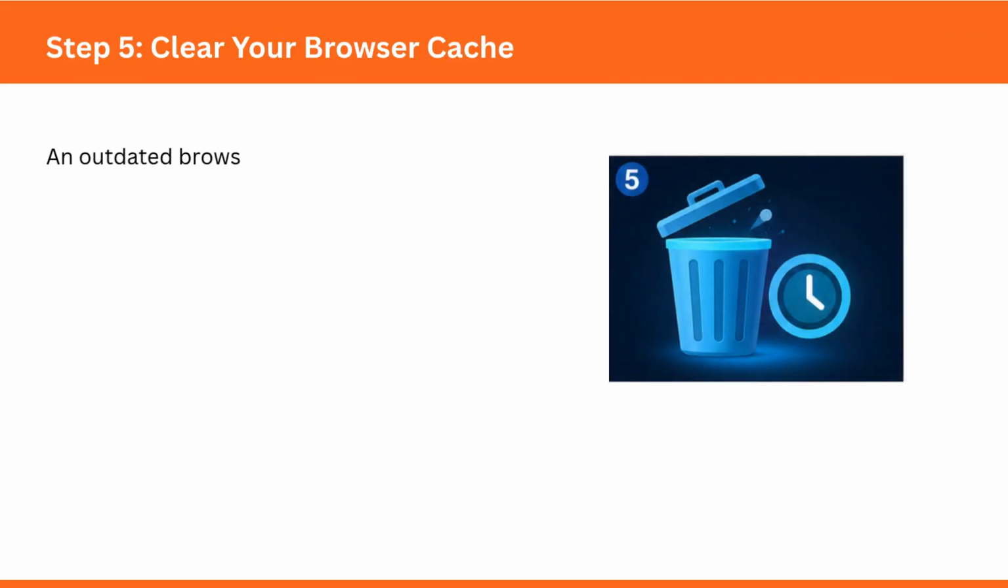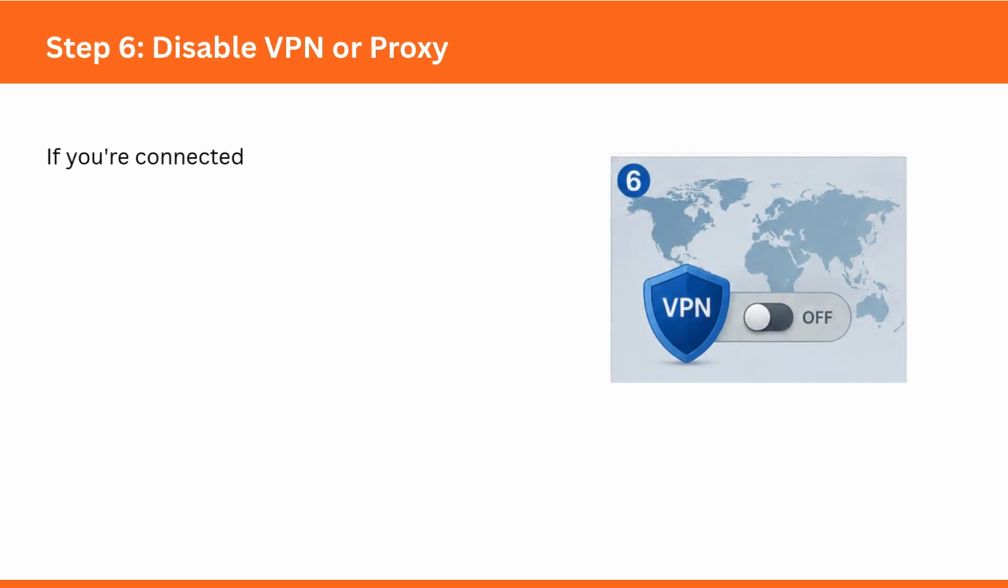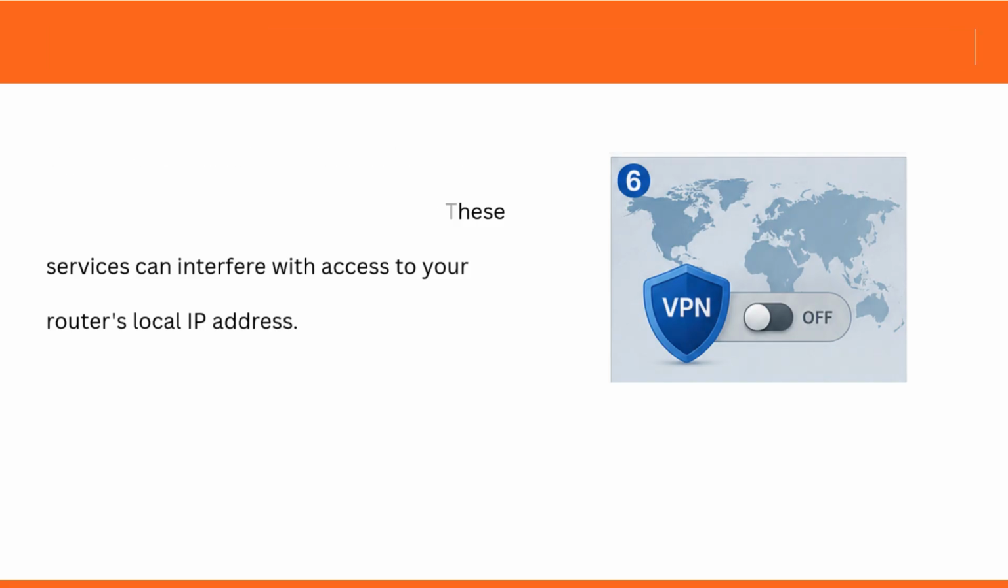Step 5. Clear your browser cache. An outdated browser cache may prevent the router page from loading. Clear your browser's cache and cookies or open the login page in incognito/private mode. Step 6. Disable VPN or proxy. If you're connected to a VPN or using proxy settings, disconnect them temporarily. These services can interfere with access to your router's local IP address.